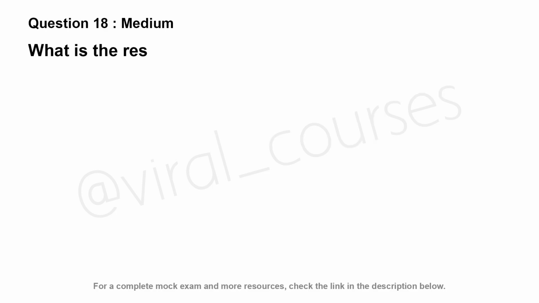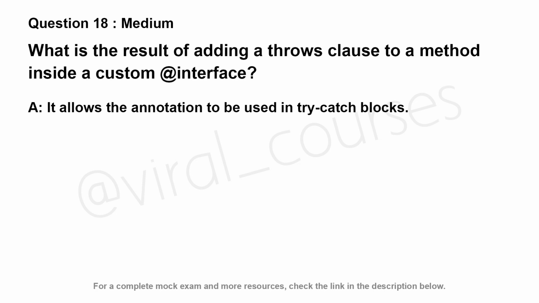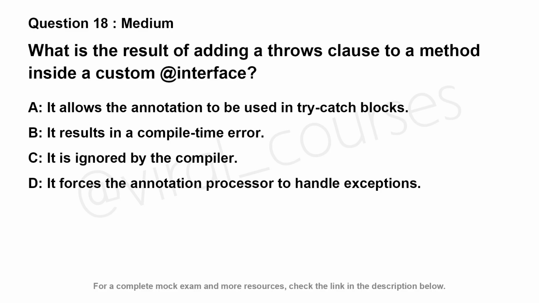What is the result of adding a throws clause to a method inside a custom annotation interface? Option A. It allows the annotation to be used in try-catch blocks. Option B. It results in a compile time error. Option C. It is ignored by the compiler. Option D. It forces the annotation processor to handle exceptions.